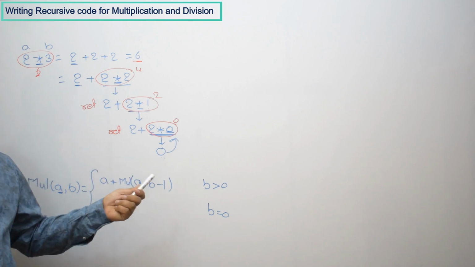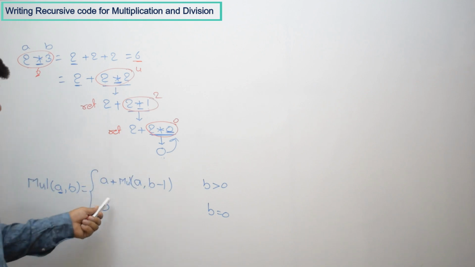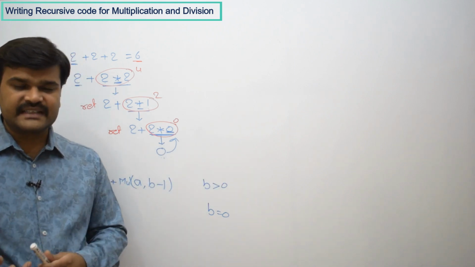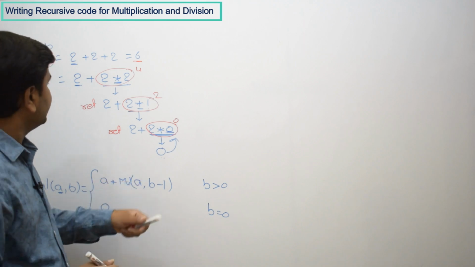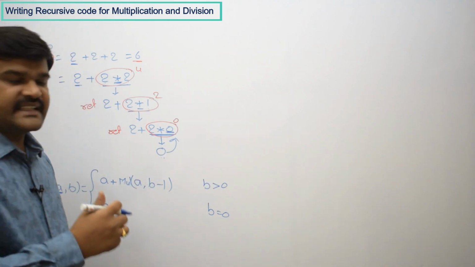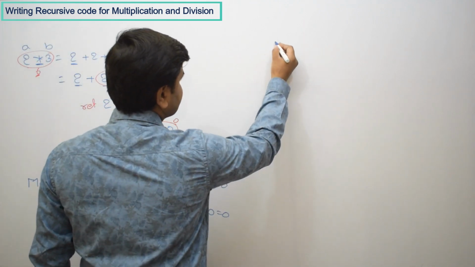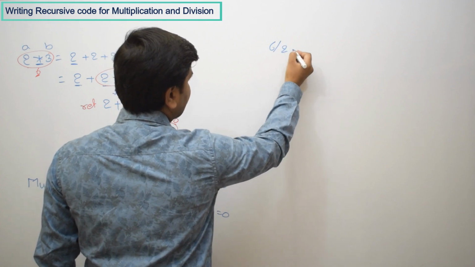So now let us see division also. Before going to see how you are going to write the recursive equation, please try it. Okay. So now let us see division. In the same way, division, if you see 6 by 2, we are doing.